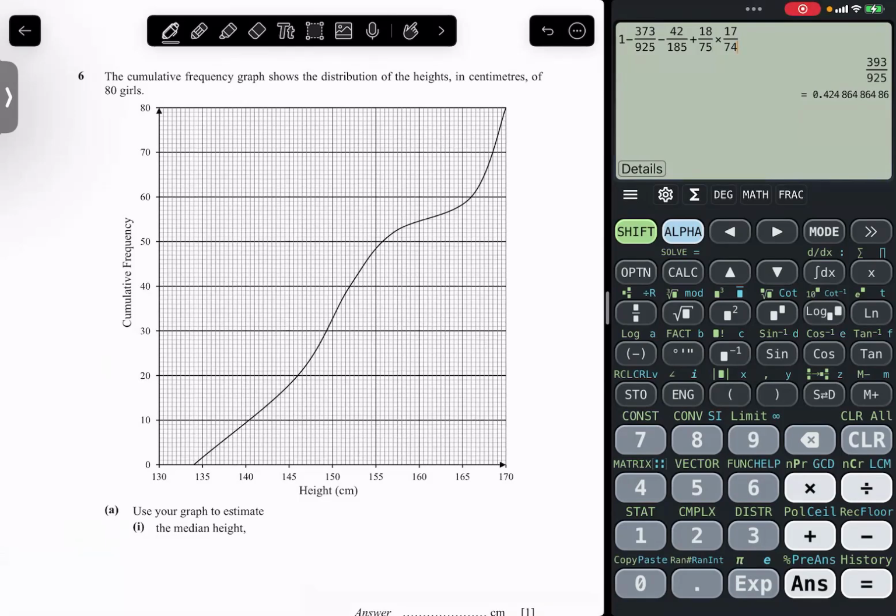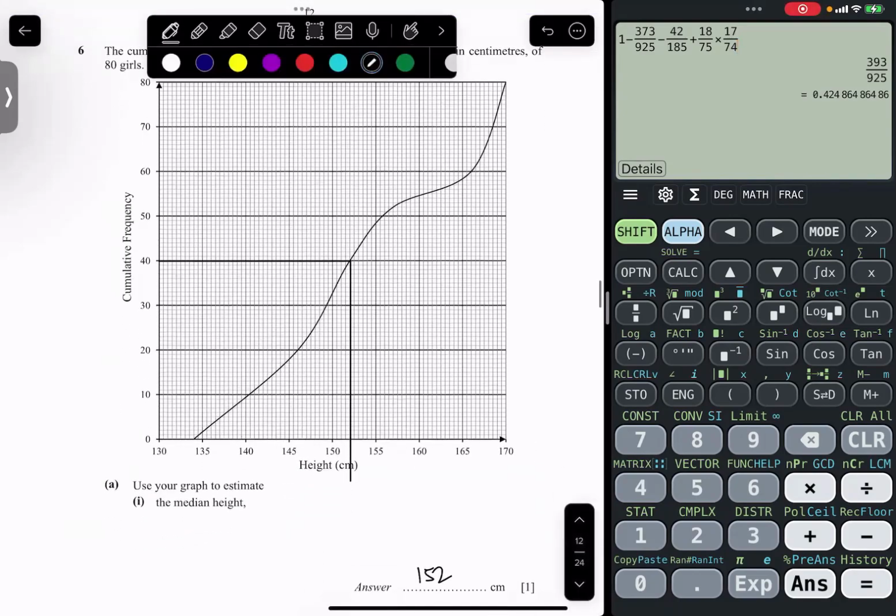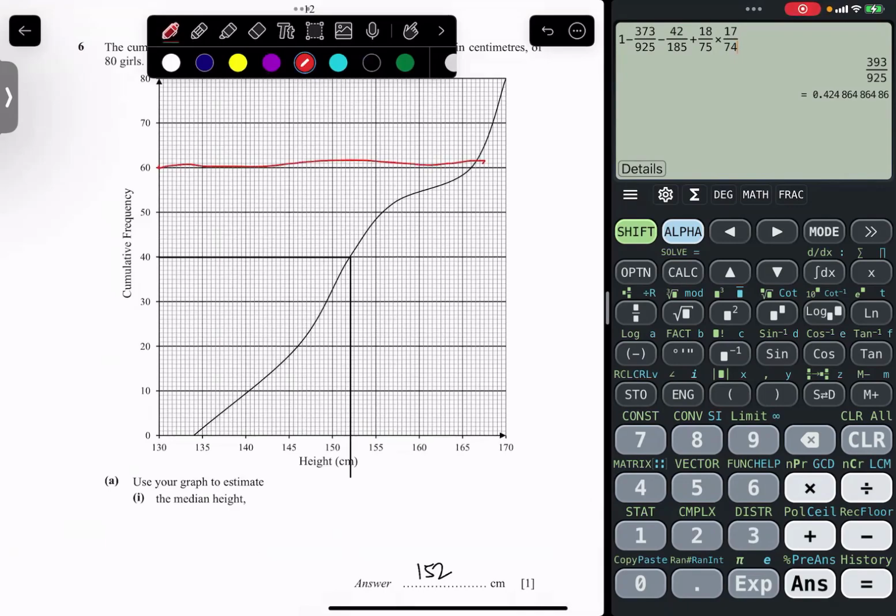So that will be at the 40th position. Okay, so this will be the median. Okay, so downwards. Okay, so this is 152. Okay, 152. The interquartile range will be the 75th percentile, okay, over here, which is 166 minus the lower quartile, which is 146. Right. So 20.